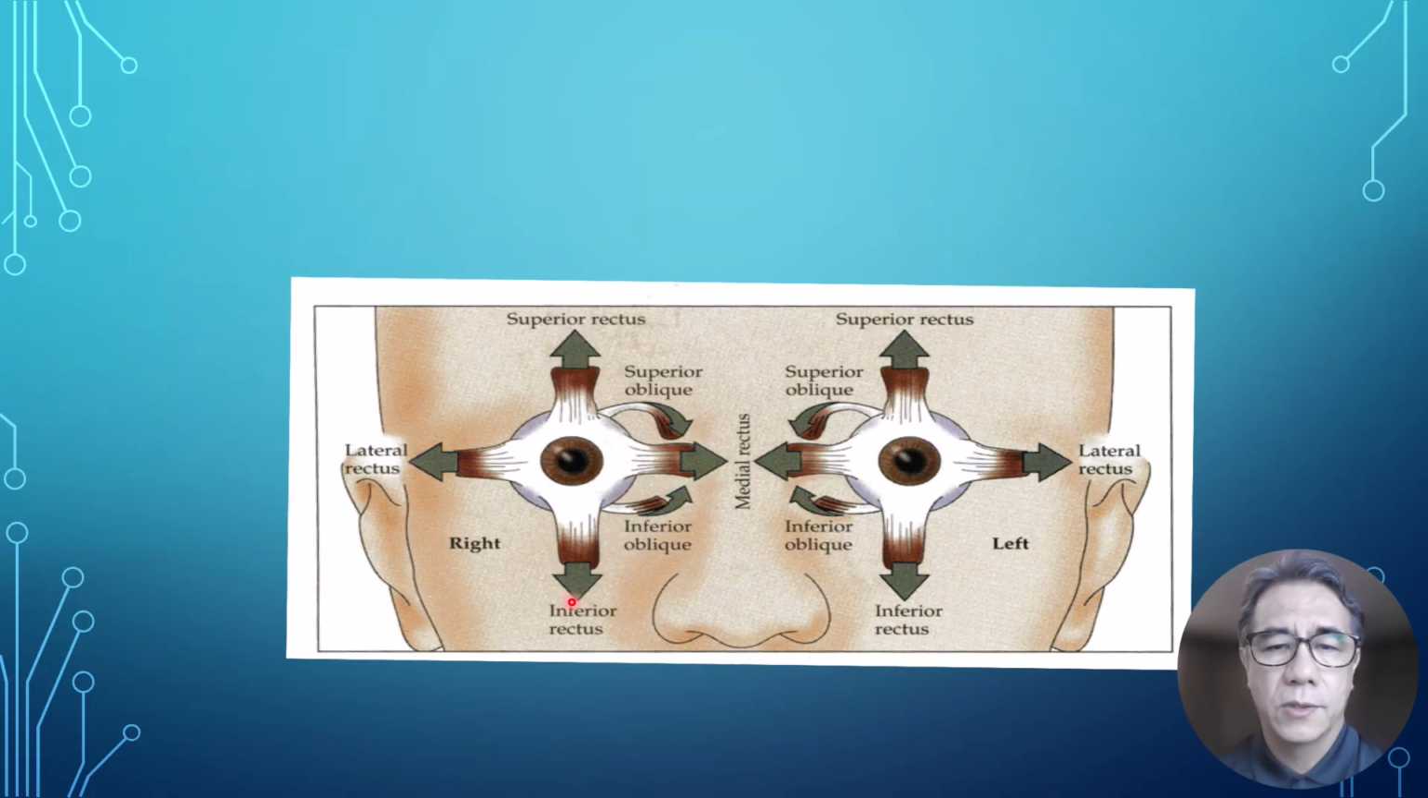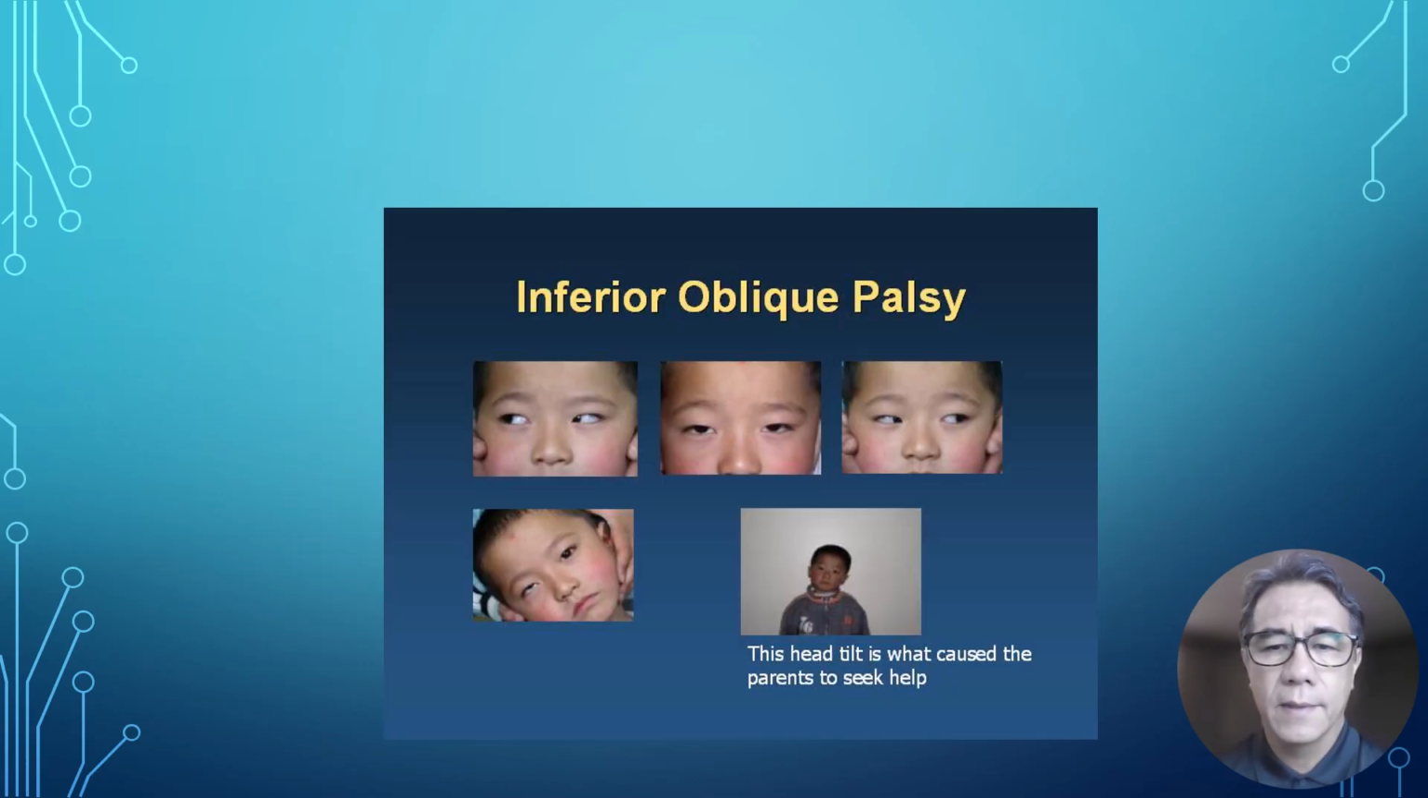So these are the muscles that move the eye: the lateral rectus, the superior rectus, the superior oblique, medial rectus, inferior oblique, and inferior rectus. When a patient tilts his head in order to be able to see clearly, it often means there's inferior oblique palsy. Okay?